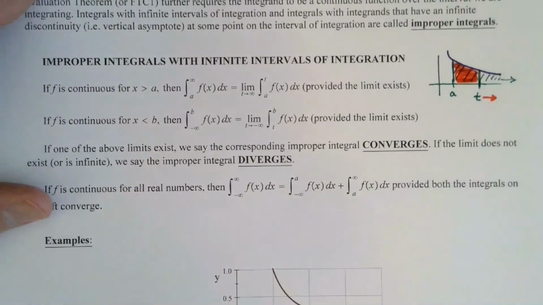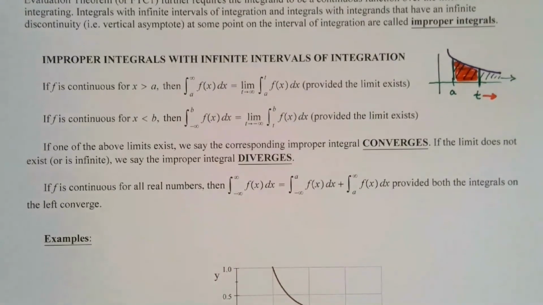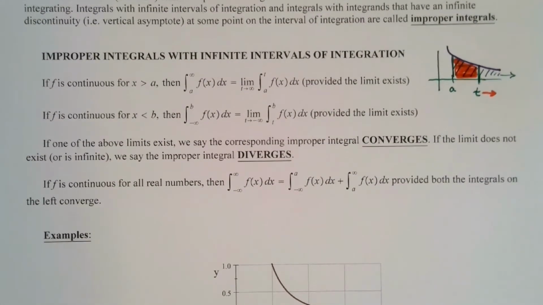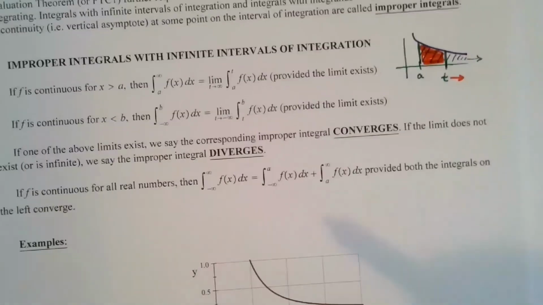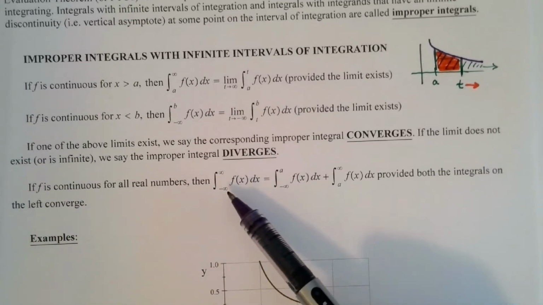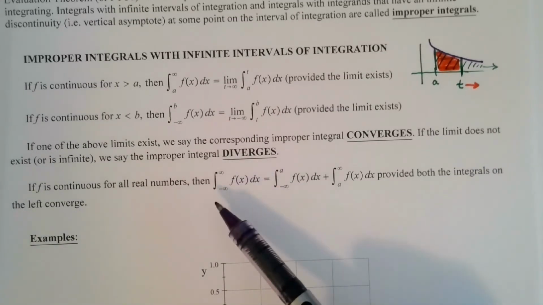If one of the limits above exists, we say the improper integral converges. If the limit does not exist or is infinite, we say the improper integral diverges. Now, these are situations where just one of the two limits is infinite. What if they're both infinite? Negative infinity to infinity, integrating over all real numbers.